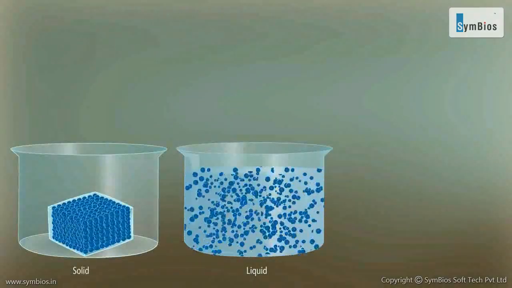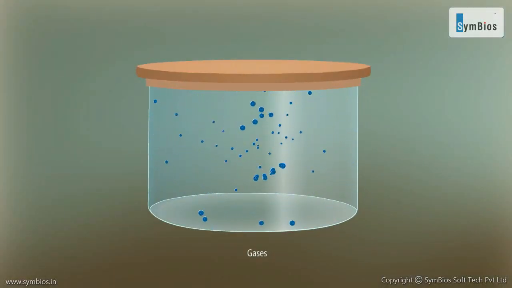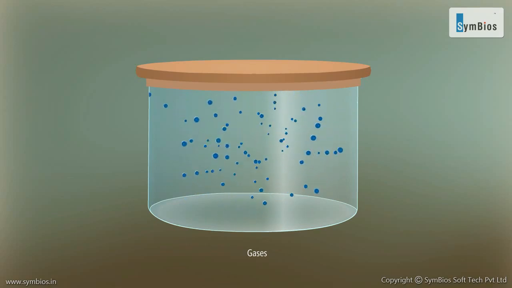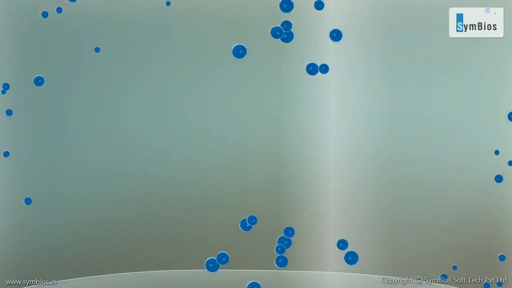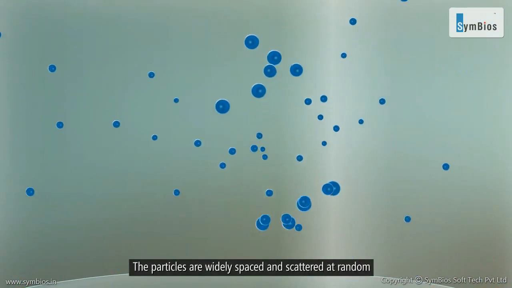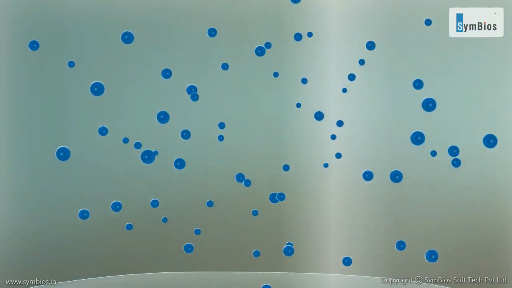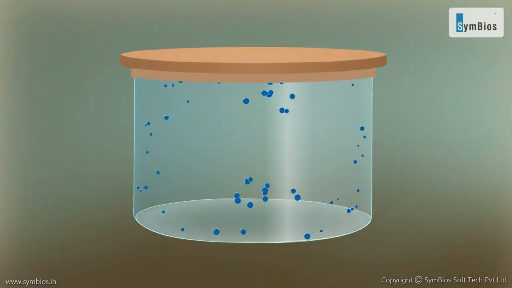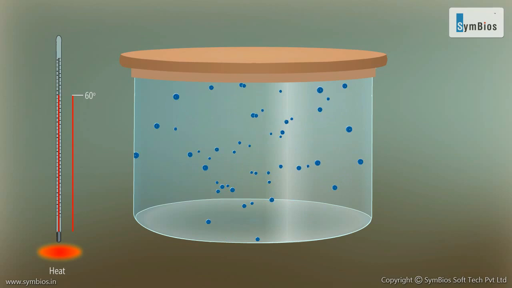Now, unlike liquids and solids, gases have no surface and no fixed shape or volume, and because there is no particle attraction, they always spread out and fill any container. The particles are widely spaced and scattered at random throughout the container. Therefore, gas volume is equal to container volume. With increase in temperature, the particles gain kinetic energy and move faster.